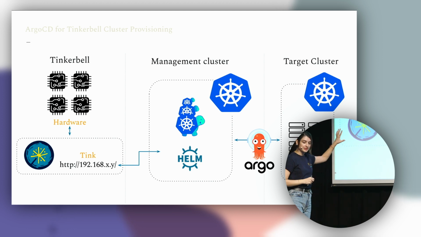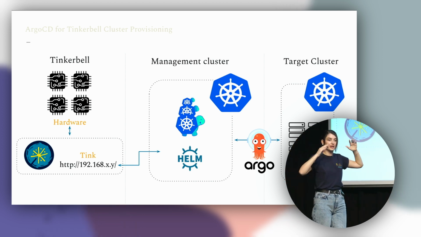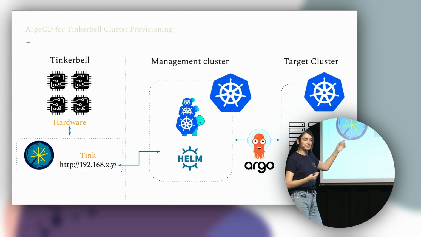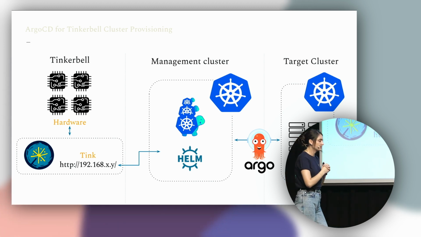On the Tinkerbell side, the management cluster and the target cluster is going to be our result. Now, again, on the Tinkerbell side, we need to have our inventory. We need to say that we have this amount of machines available, and we need to make Tink server aware of them and to actually ensure that they have connectivity as well.